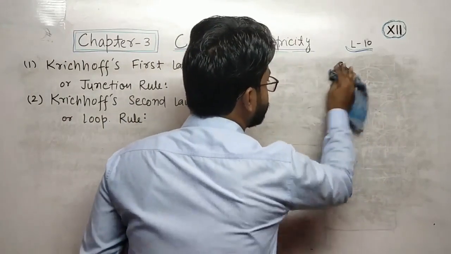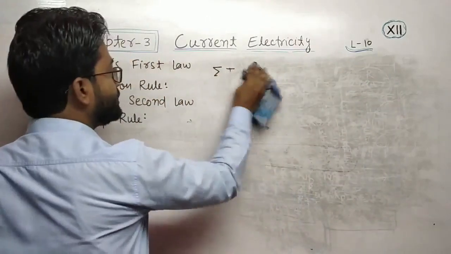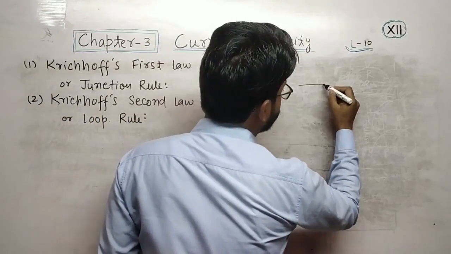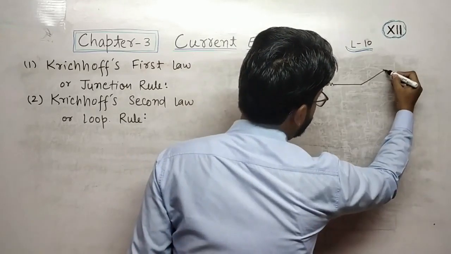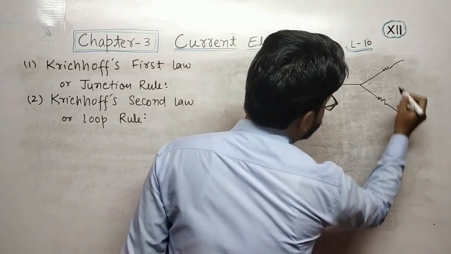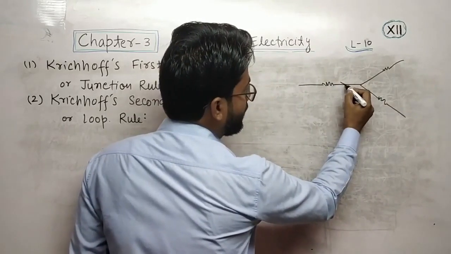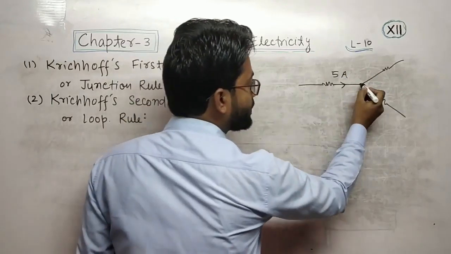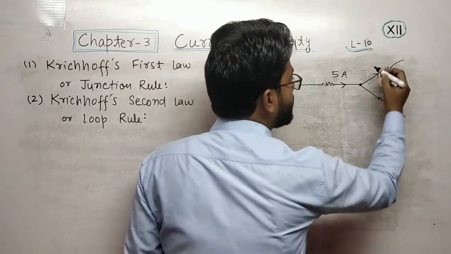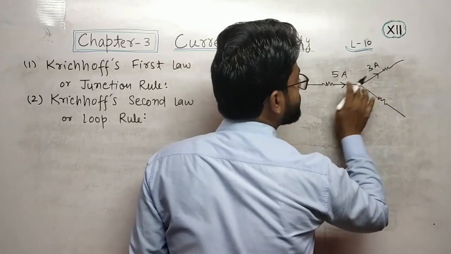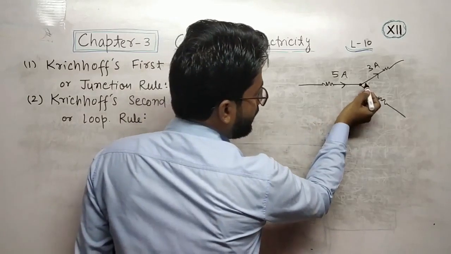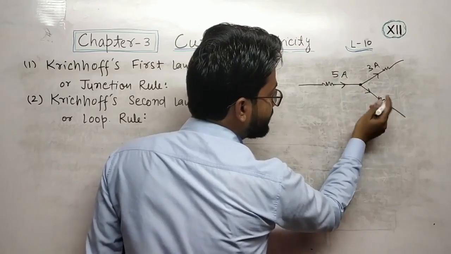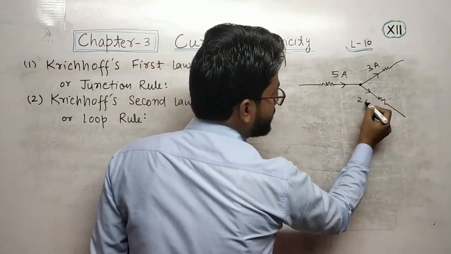Next point, just to illustrate the first rule: if this is a resistor and this is also a resistor connected in that way, if 5 ampere current is coming toward the junction, and let us suppose 3 ampere is going in this direction, the rest amount of current will move in this direction, that is 5 minus 3, that is 2 ampere.